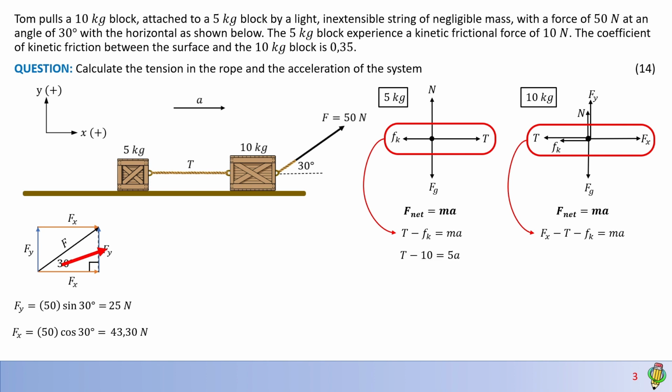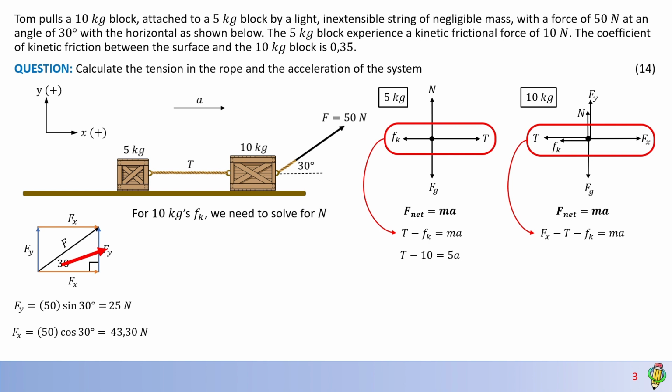Let's substitute what is known for the 5 kg block. Tension is unknown, but Fk is given to be 10 newtons, which equals 5, the mass of the block, multiplied by the acceleration. Let's do the same over on the 10 kg block. But we have to find the frictional force because it is not known.